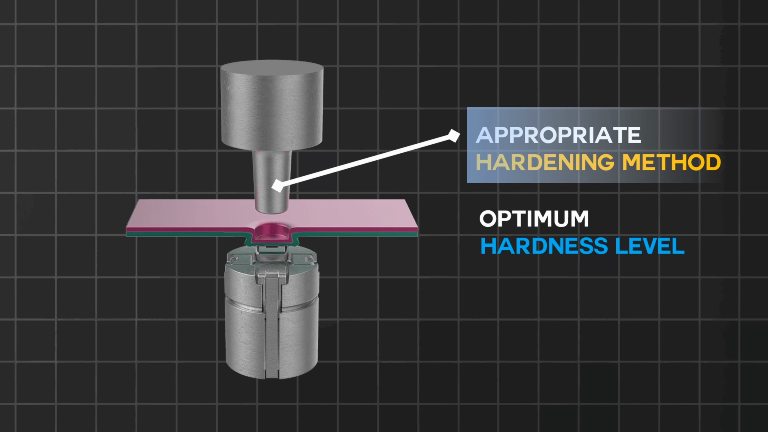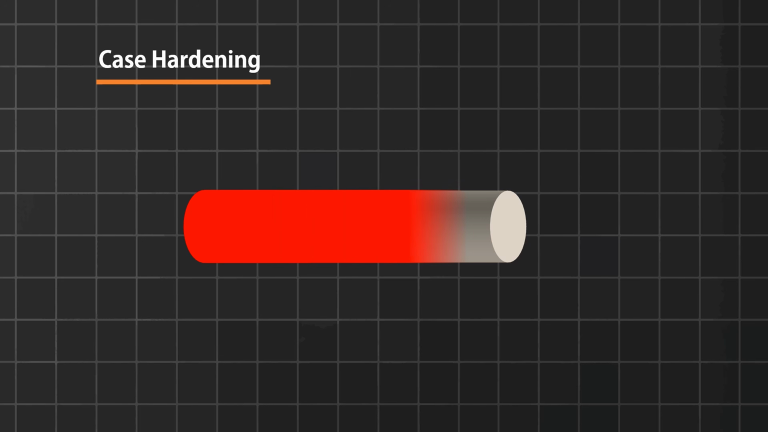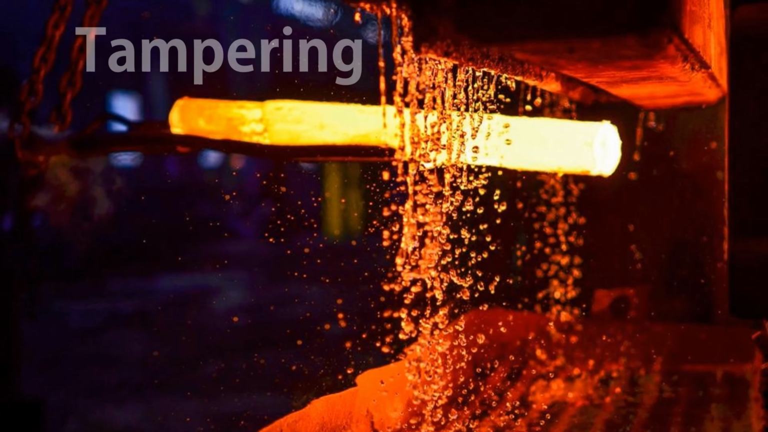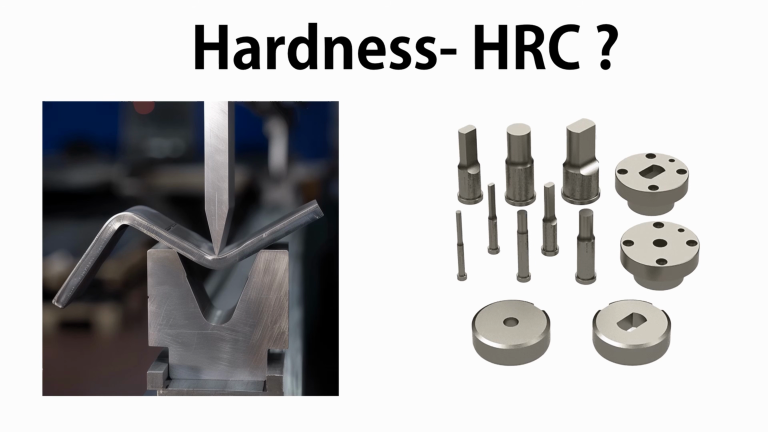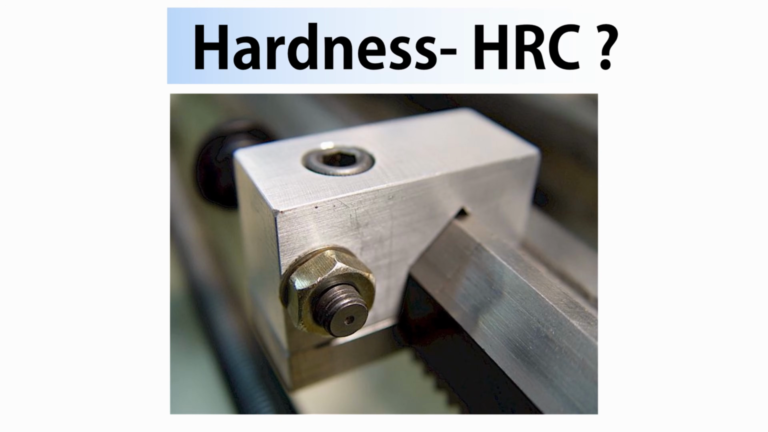And this is the point where lots of questions with lots of confusion arise for a design engineer. Like how to select the appropriate hardening method, where we should recommend full hardening, where we should recommend case hardening, or oil hardening, or induction hardening, or whether we should also do tempering. And what should be the optimum hardness level? What should be the hardness level HRC for tooling components like bending tools or cutting tools, and what should be the hardness level HRC for sliding components?